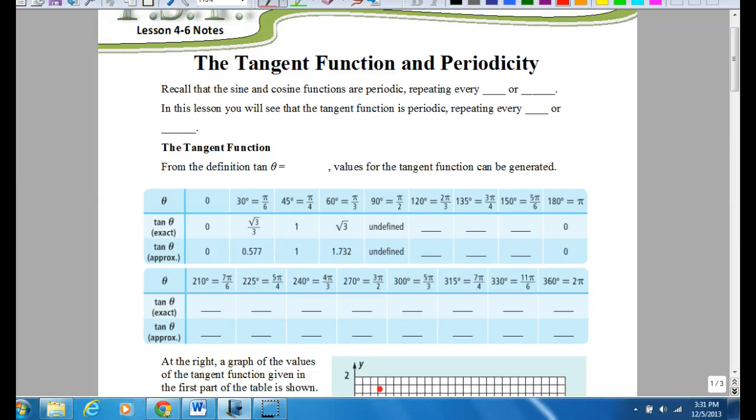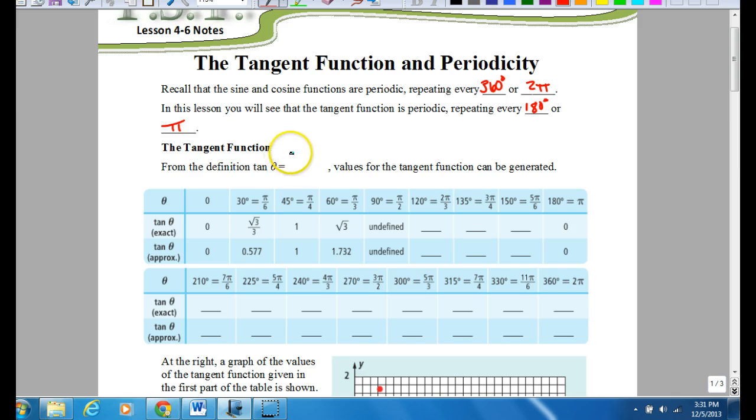So today we're going to be covering the tangent function and periodicity. First of all, I want you to recall that the sine and cosine functions have a period, and they repeat every 360 degrees or every 2 pi. That's not the same for tangent. Tangent's a little different. It repeats every 180 degrees or every pi. And we will see that in this lesson today.